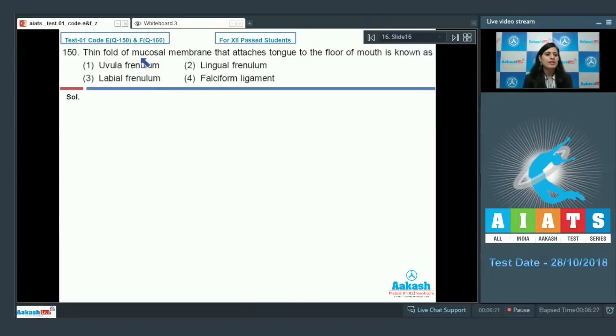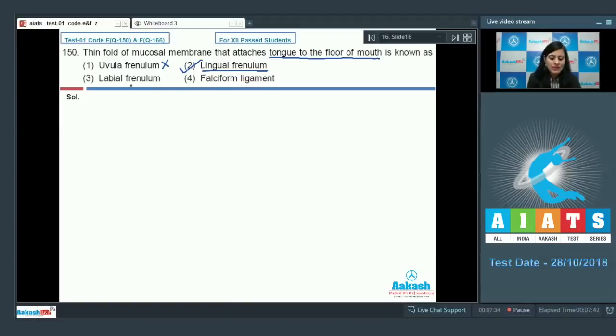Question number 150. Thin fold of mucosal membrane that attaches tongue to the floor of mouth is known as. And the very first option given is uvula frenulum. And this is an incorrect option. Uvula is a flexible structure seen at the back of the throat, hanging from the middle of soft palate. So this cannot be a correct answer. The second option given is lingual frenulum. And this is a correct answer to our question because it is this lingual frenulum which is a fold of mucosal membrane that attaches tongue to the floor of mouth.